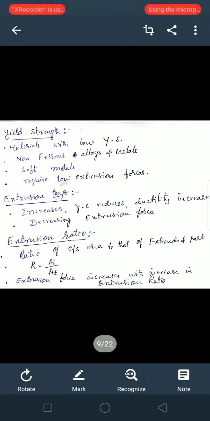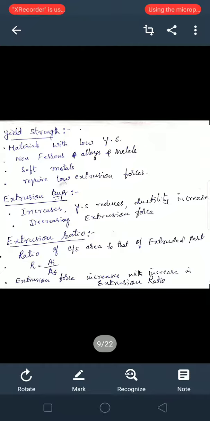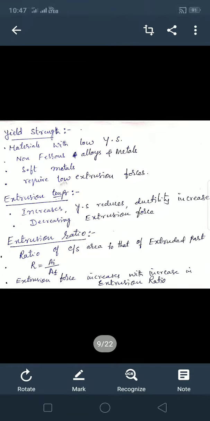So you look at all these variables. As we know, materials with low yield strength, such as non-ferrous metals and alloys, can be extruded easily, and they require low extrusion forces at low extrusion temperature. And coming to the extrusion process, as the temperature increases, the yield strength reduces and ductility increases, thereby decreasing the extrusion force.